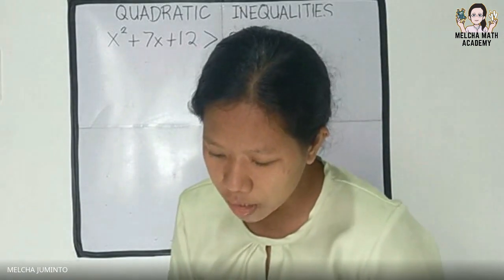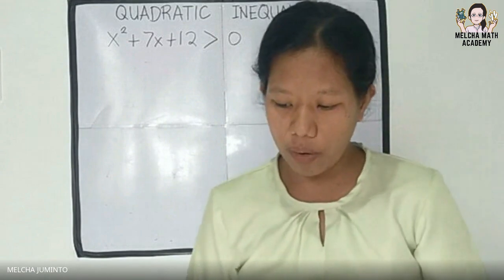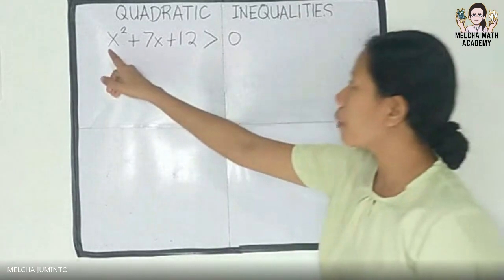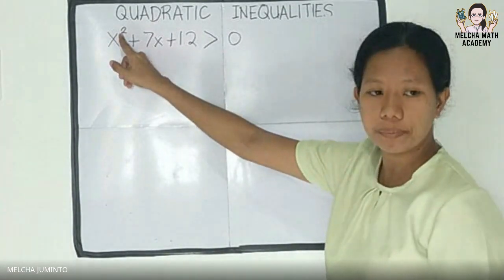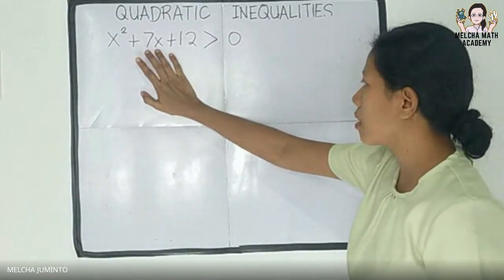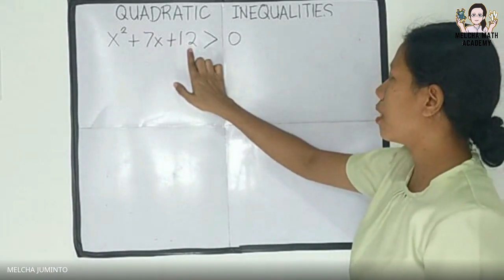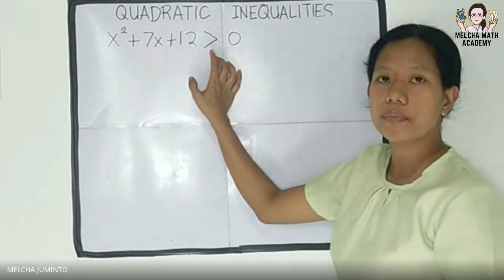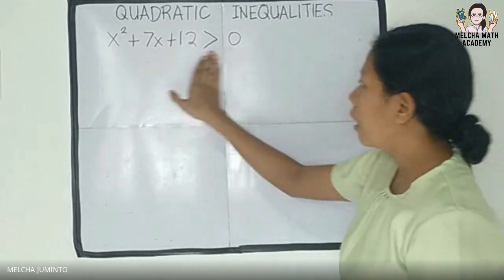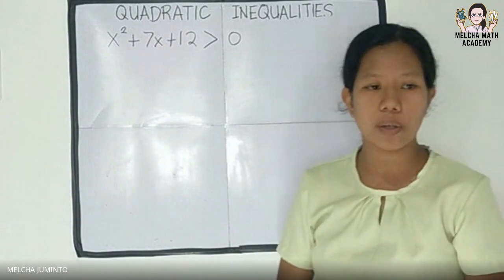From the statement itself, we consider that as a quadratic inequality, right? Because of the fact that we have the term containing x squared, meaning this is the quadratic term. We have the bx, in this case 7x, and then we have 12, the value of c. And then we have the greater than sign, meaning this statement is a quadratic inequality. Now let us solve this quadratic inequality.